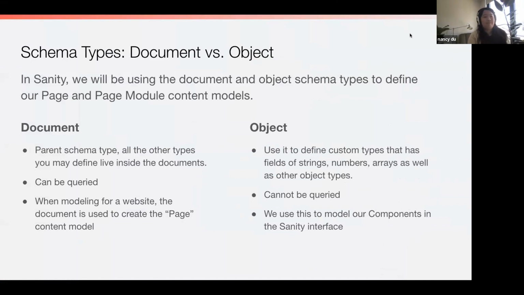Oh, yes, please. So what happens when you want to fetch some content from only an object? You have to create another page for it? Exactly. So it's really important to think about how you want to use your content. If you know that the content needs to be queryable, then you want to make it a document type.